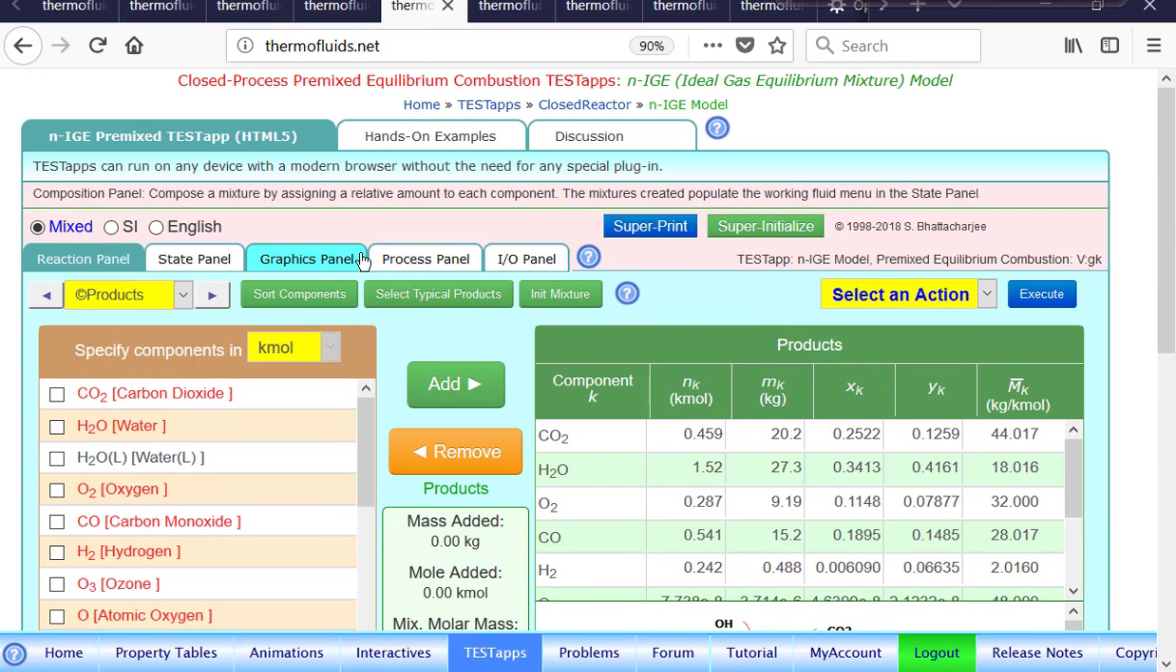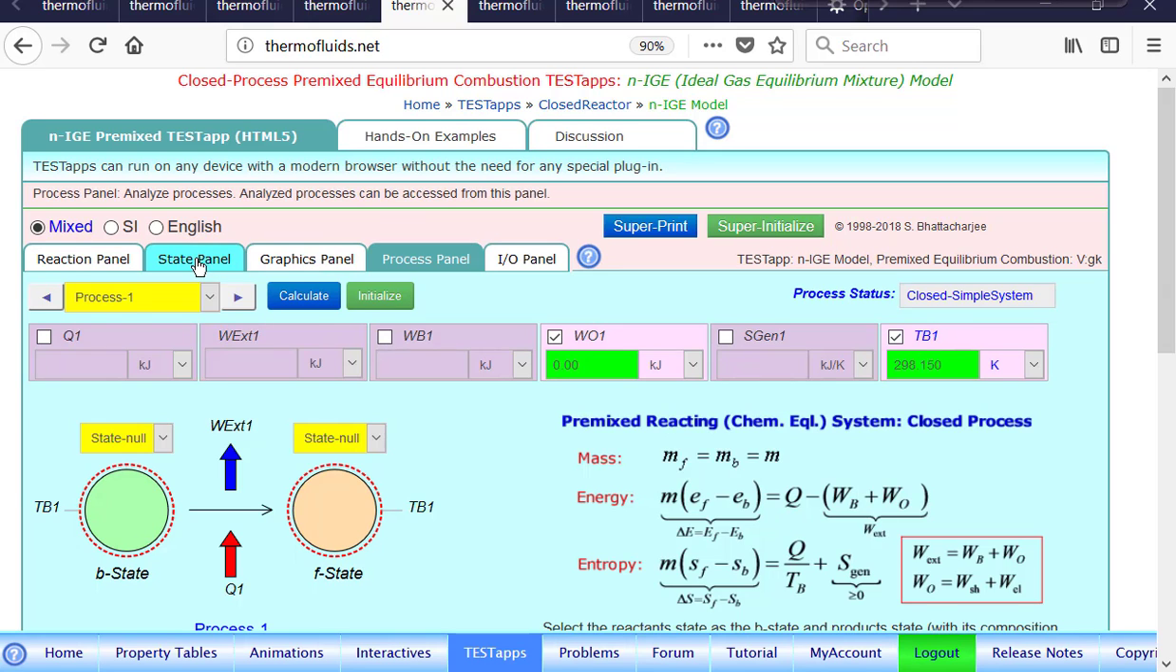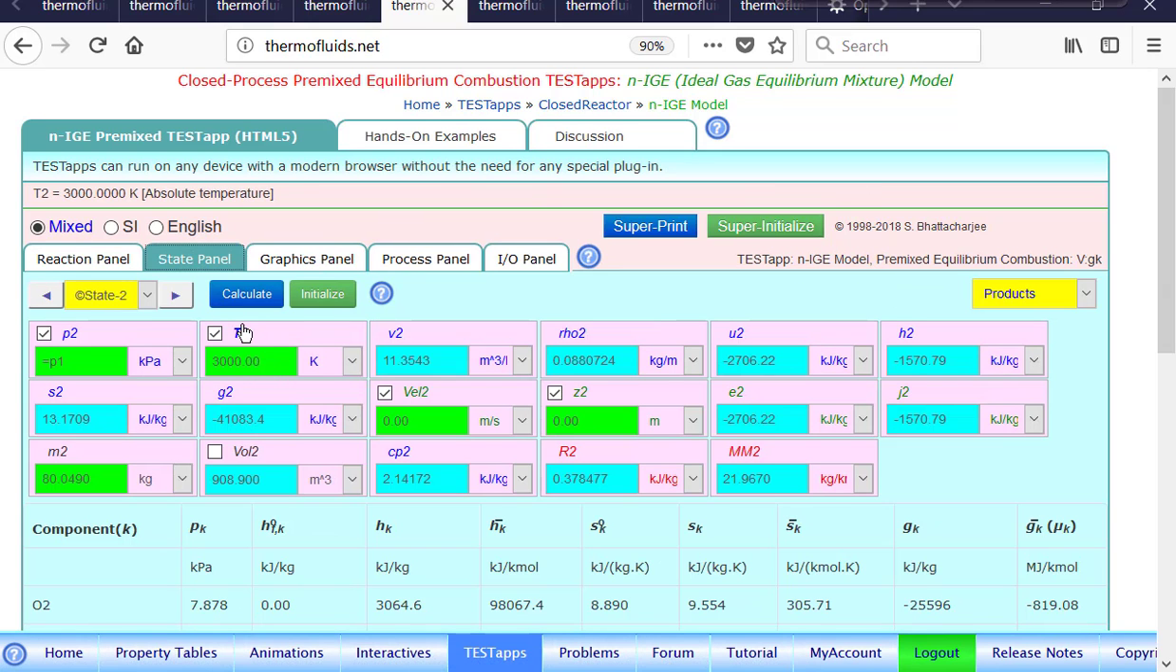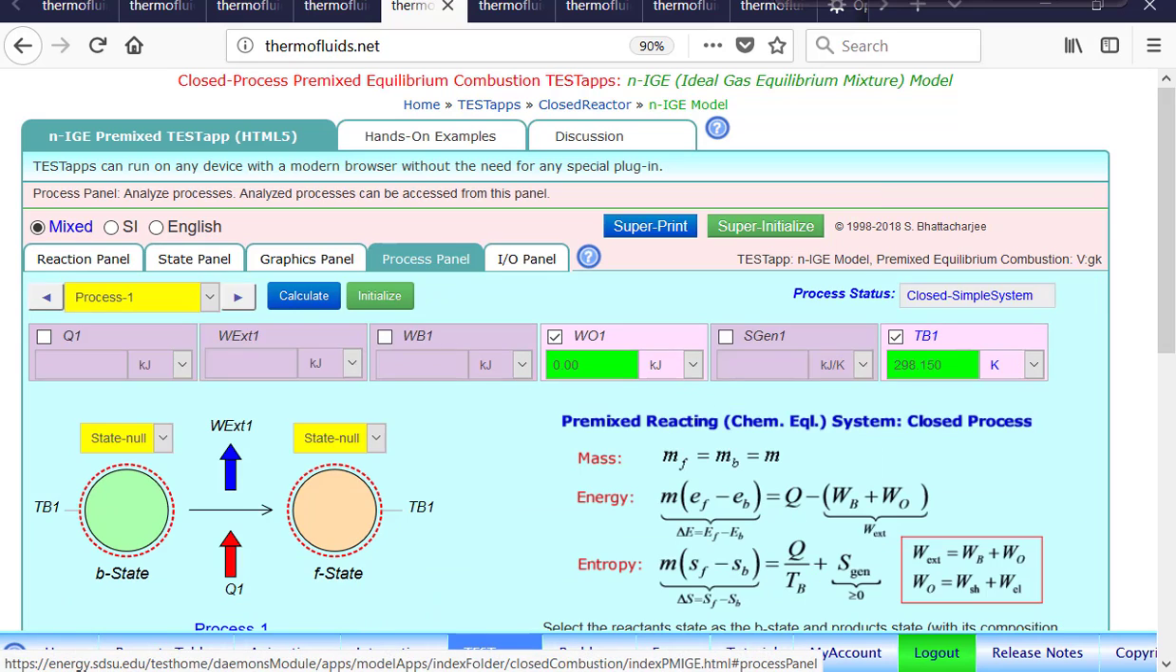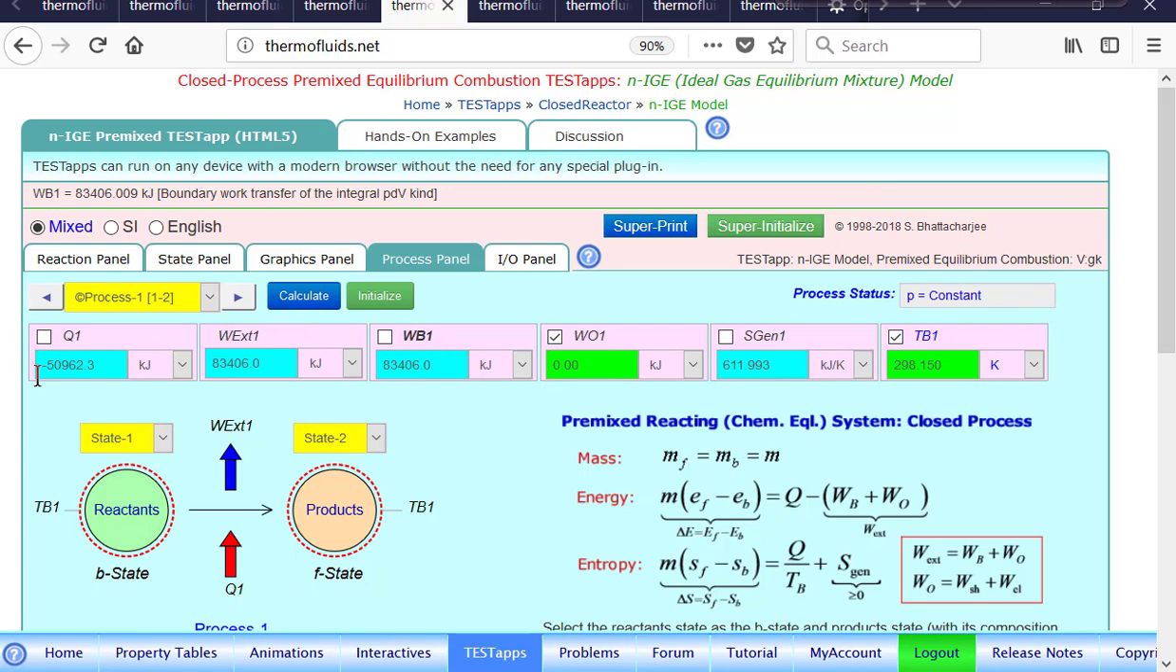Now suppose we are after finding the adiabatic flame temperature. In other words, what the temperature would be if there is no heat transfer. Obviously, if you go to the process panel, you load state 1 and state 2, and when you calculate, you'll find in this case there is boundary work and there is heat transfer involved. In fact, a negative number means heat must have been lost. So we have cooled the products to get the final temperature.